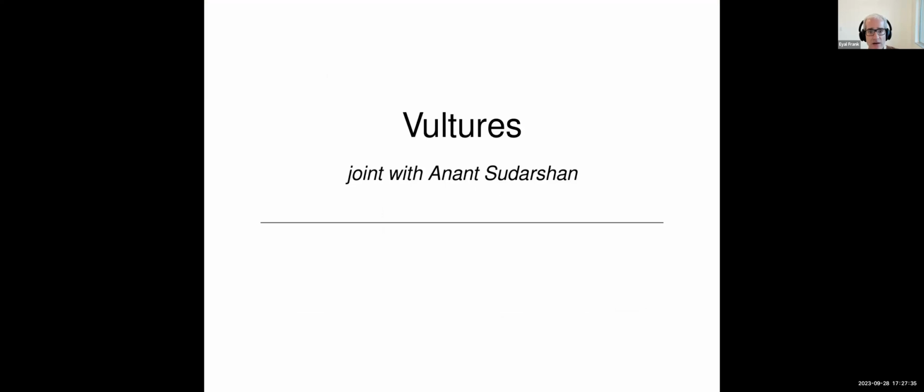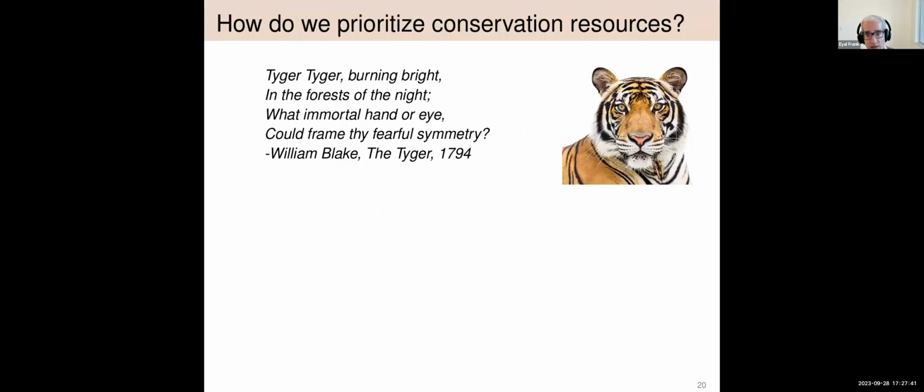Okay, I'll quickly show you also something about vultures and their collapse in India. I mentioned at the beginning that we as economists want to learn and understand better how to think about the human well-being impacts of losing biodiversity, because that should inform, at least to some degree, how we allocate conservation resources.